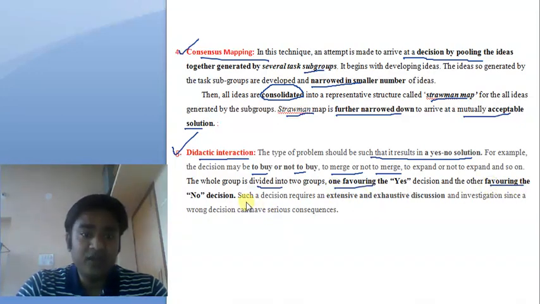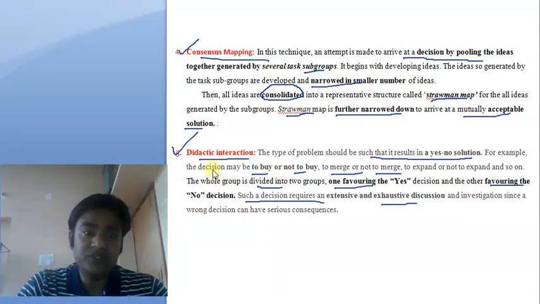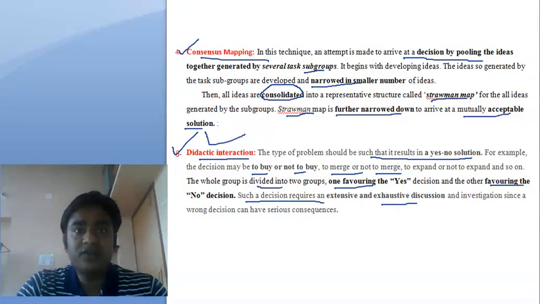Then there will be a discussion, an extensive and exhaustive discussion, and finally they will arrive at a solution. So this is the dialectic interaction method. These are the different methods of group decision making.